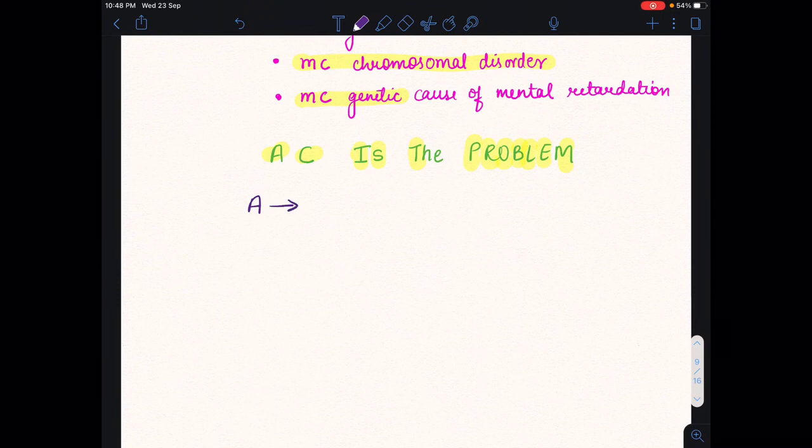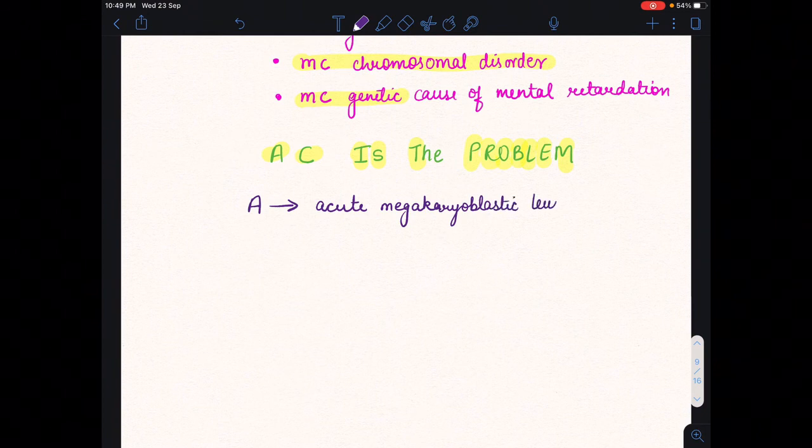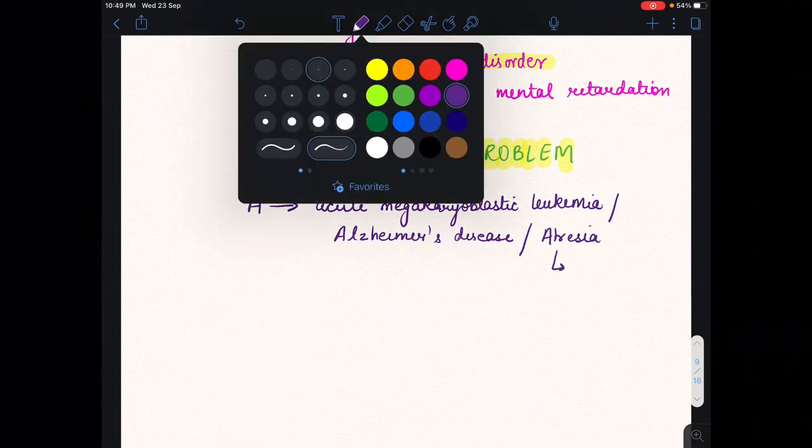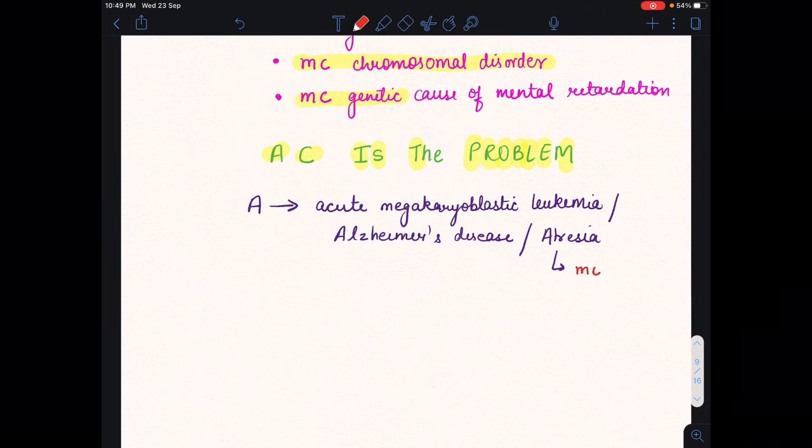As for A, it is acute megakaryoblast leukemia, or Alzheimer disease, or atresia, and the most common atresia is duodenal atresia.